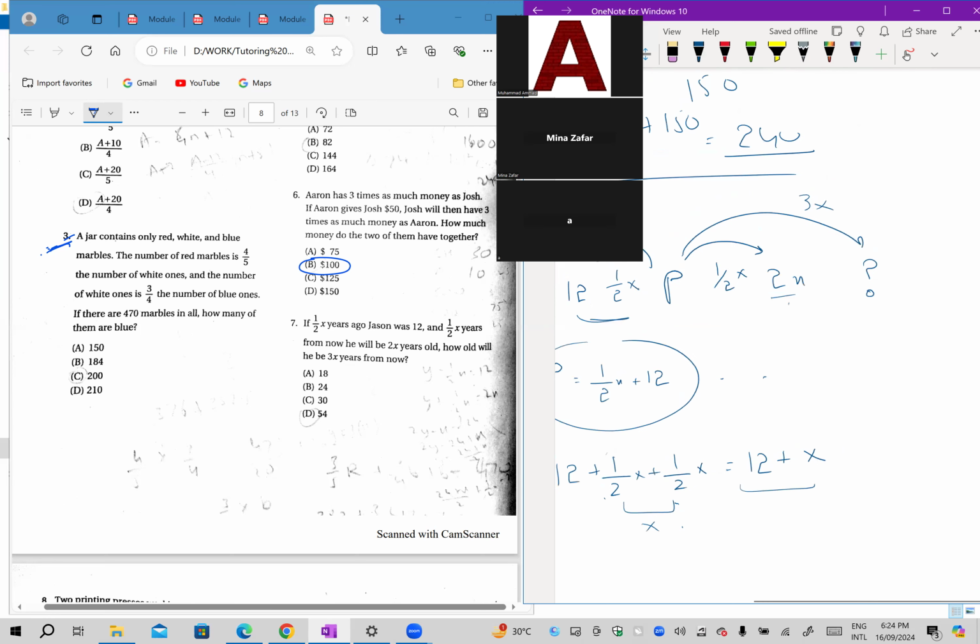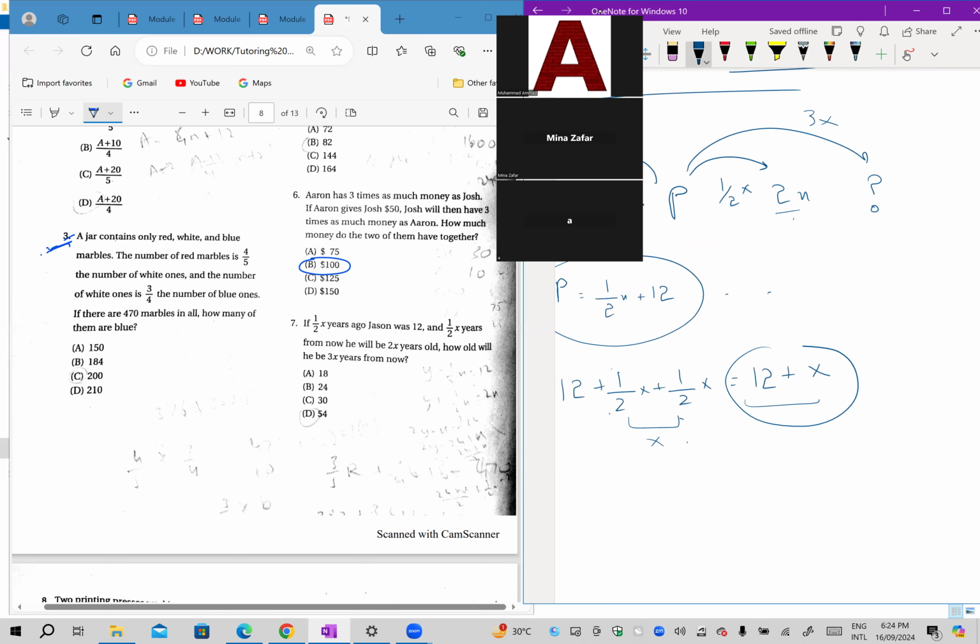Okay. Now this is the final expression that we have. At that time he will be 2x years old. अब हमें ये पता है कि इस टाइम पे उन्होंने नई age तो बता दी है. We can say that this expression is equal to 2x, right? So 12 is equal to 2x minus x. So 12 is equal to x. So the value of x is 12 now.